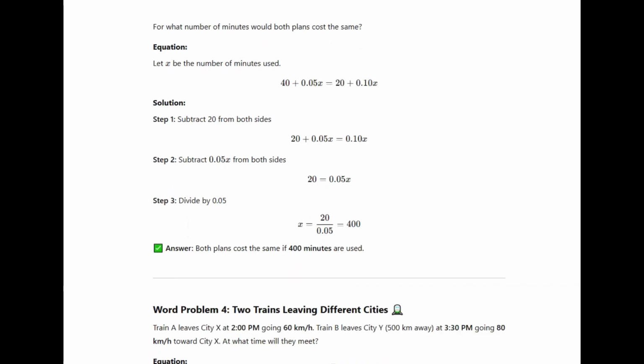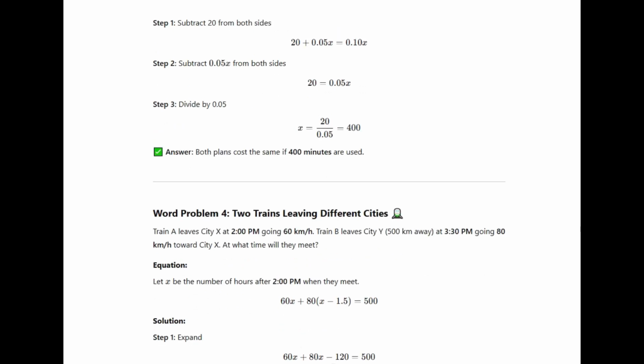Solution. Step 1. Subtract 20 from both sides. 20 plus 0.05x equals 0.10x. Step 2. Subtract 0.05x from both sides. 20 equals 0.05x. Step 3. Divide by 0.05. x equals 20/0.05 equals 400. Answer. Both plans cost the same if 400 minutes are used.